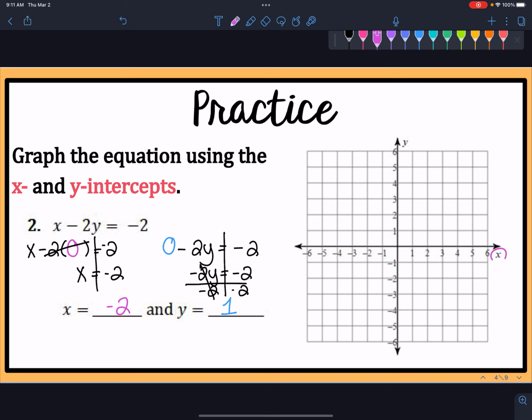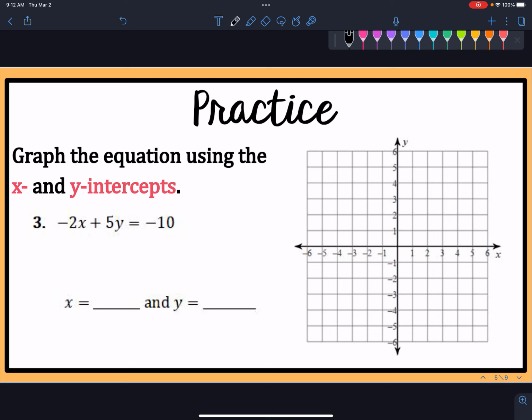Again, I'm going to go to my x-axis. And now I'm going to plot a point at negative 2. And then I'm going to go to my y-axis and plot a point at positive 1. Again, using a ruler or a straight edge, I can draw my line through the 2 points. And again, we just graphed an equation in standard form using the x and y intercepts.